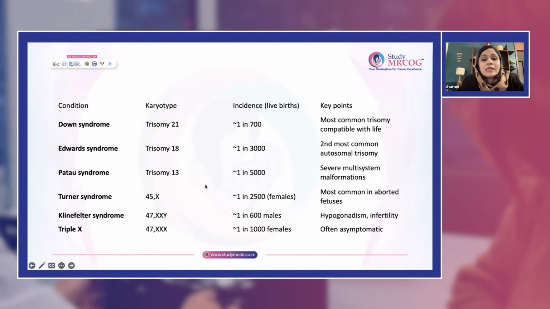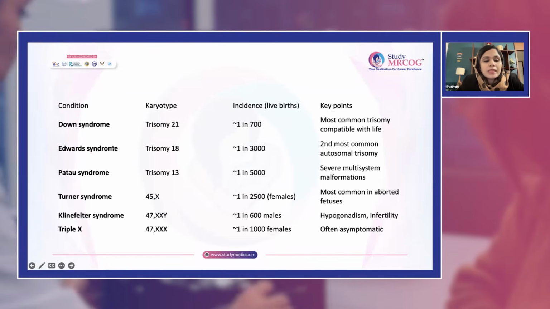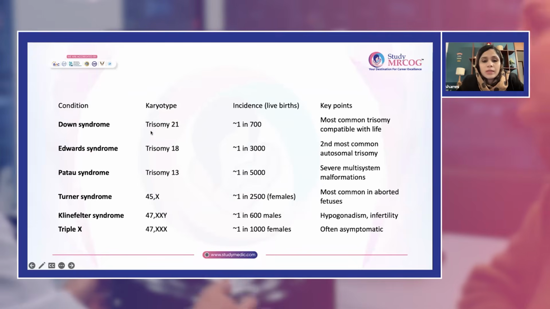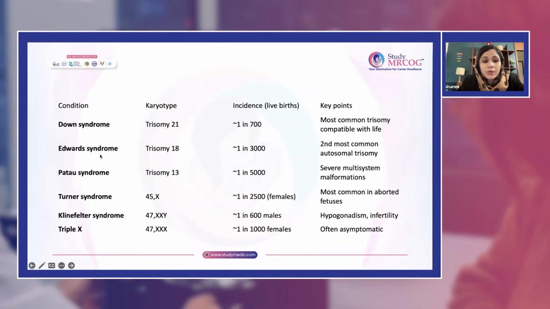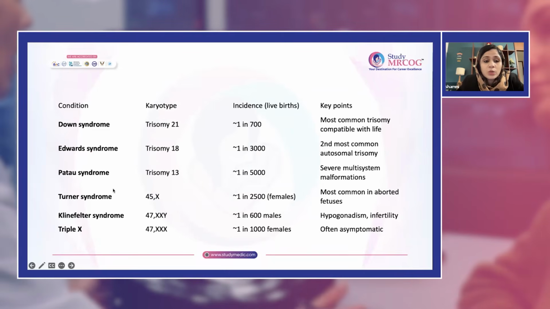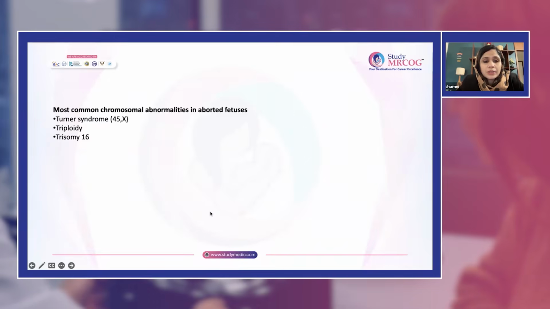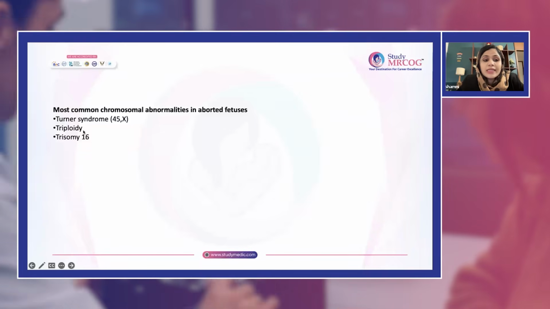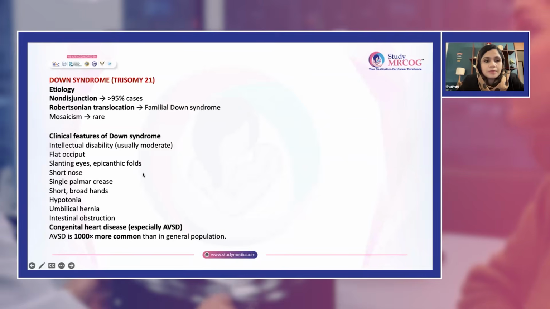So let's discuss the next topic, which is genetics. Basically the important conditions, one is Down syndrome. We know the most common trisomy is trisomy 21, Edwards is trisomy 18, the second most common autosomal trisomy, then Patau's. These all may come as questions. The most common chromosomal abnormalities in aborted fetuses are usually Turner syndrome first, then triploidy and trisomy 16.